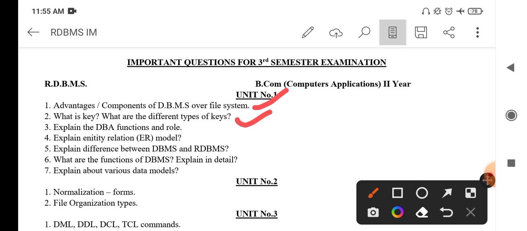And after writing the definition of the key, you have to explain all the keys like primary key, foreign key, candidate key, super key, all the keys which are present in DBMS. We have to explain all the keys.